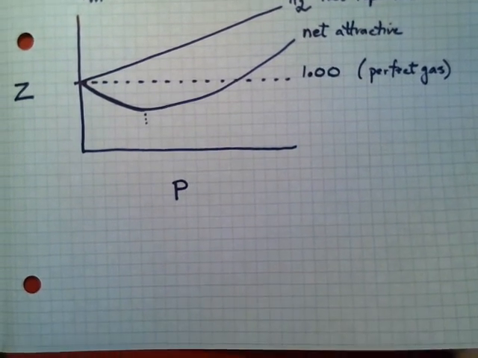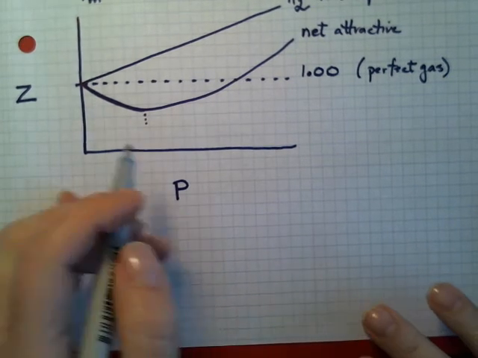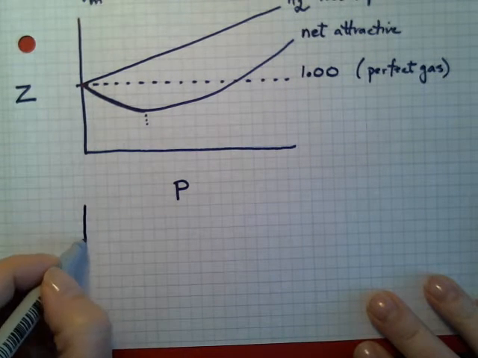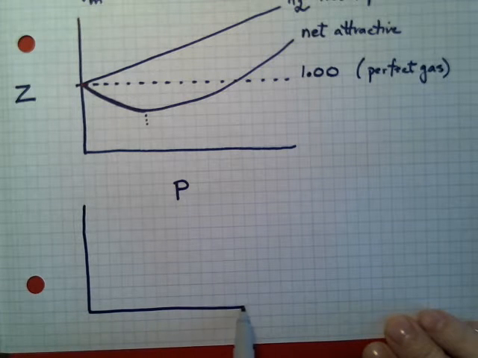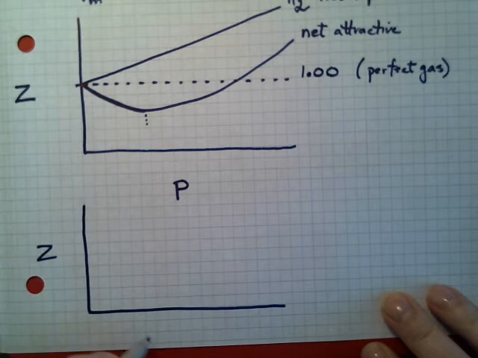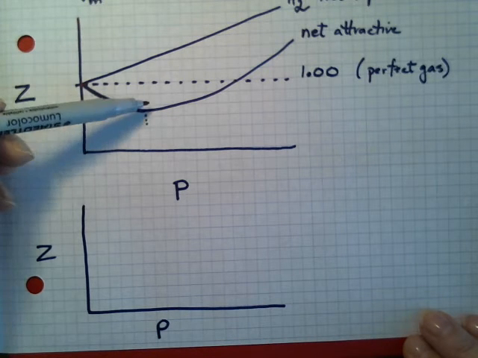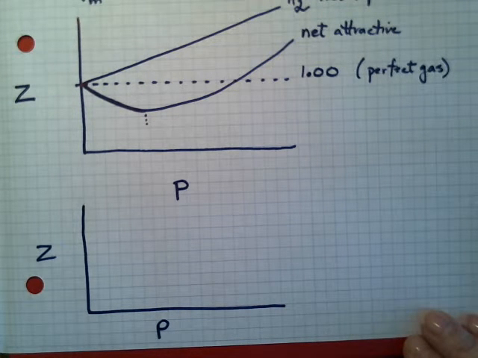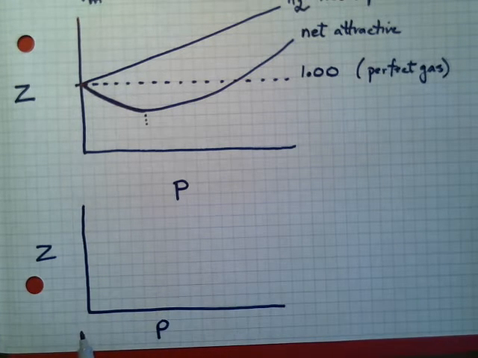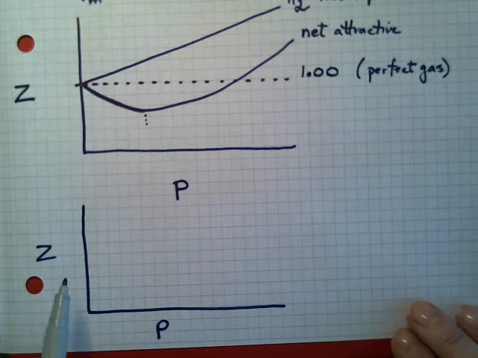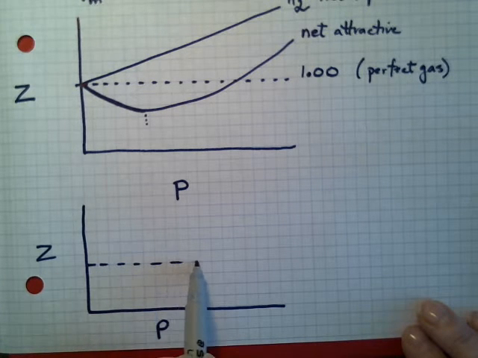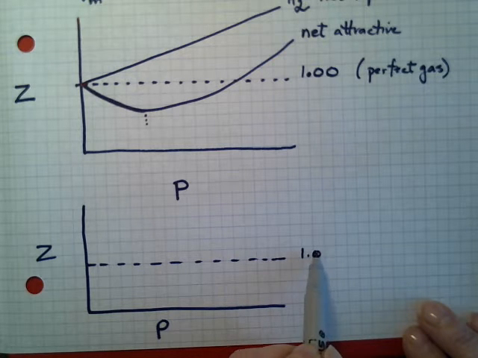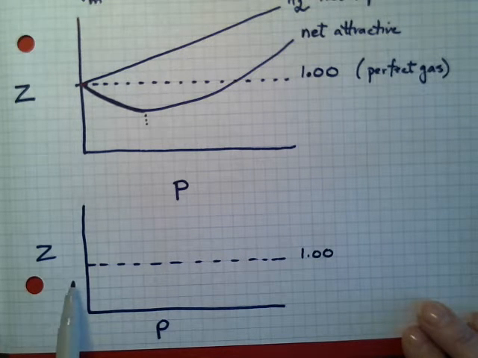Another way we can look at this is to examine the dependence of Z with pressure. See, these were different gases, but now I want to consider it for just one gas, but at different temperatures. So let's use this set of axes to represent one gas, but at different temperatures. And whenever you sketch one of these, you always want to make your reference point 1.00. You can label your axis over here 1.00.